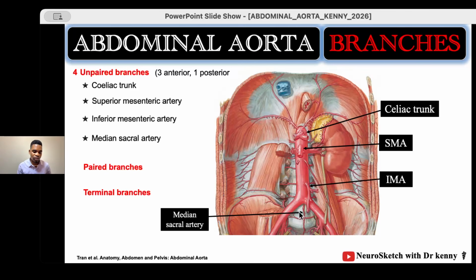The median sacral artery is like a remnant of the caudal aorta. It is also called the middle sacral artery. Now, these three unpaired branches of the abdominal aorta are supplying the structures of the digestive system. They are very, very important.